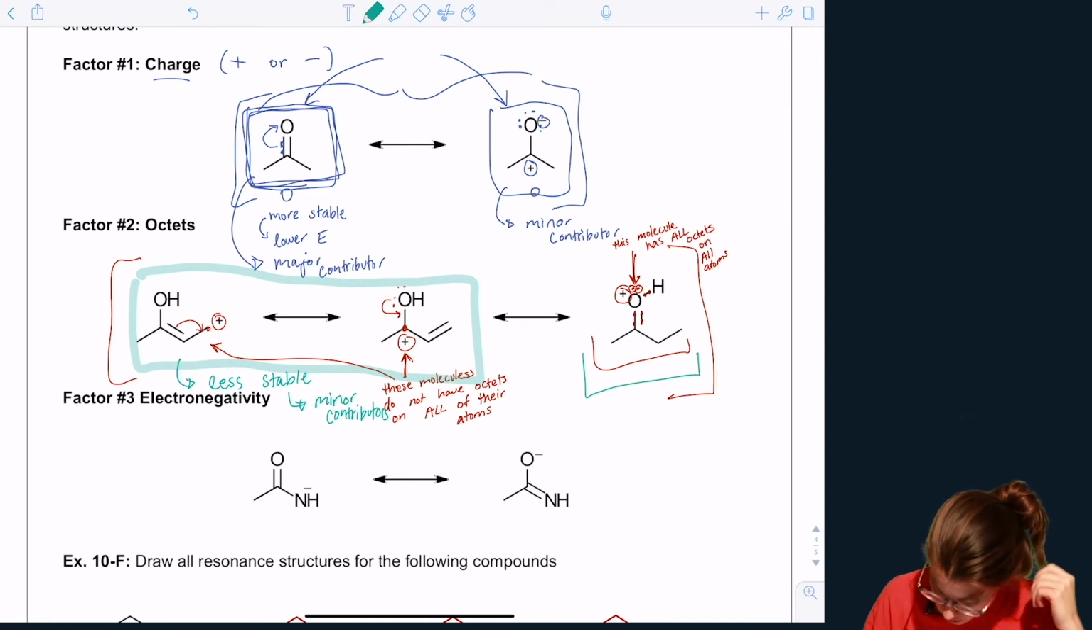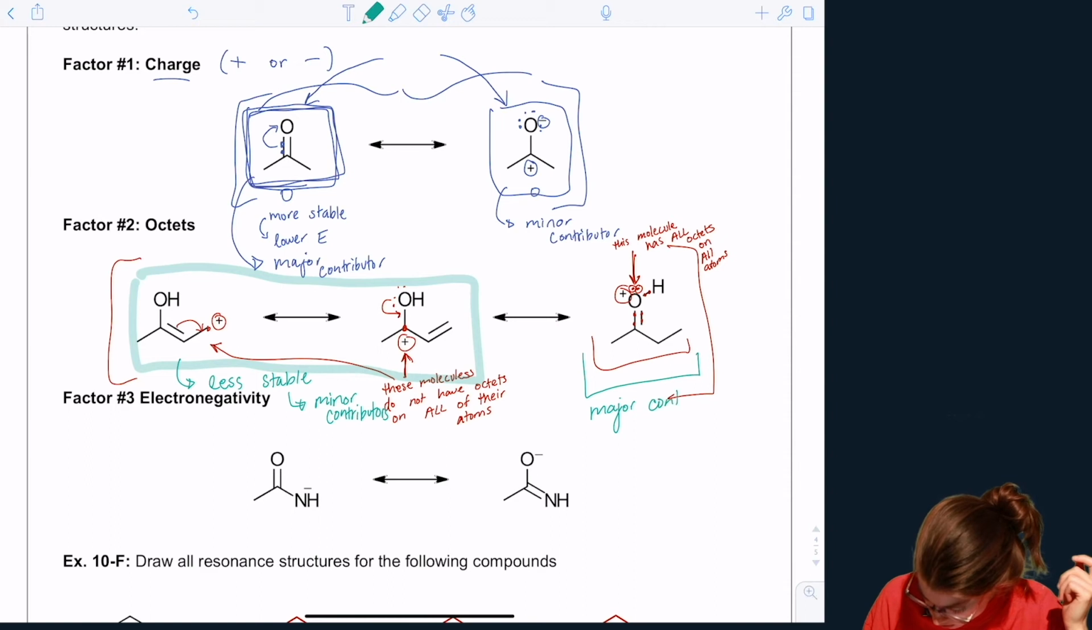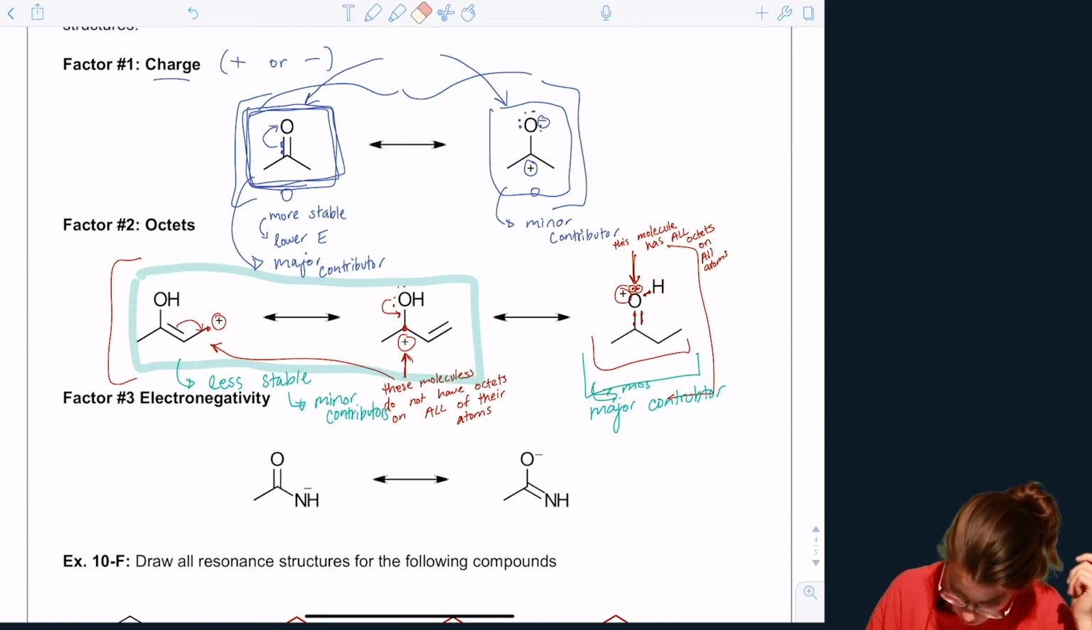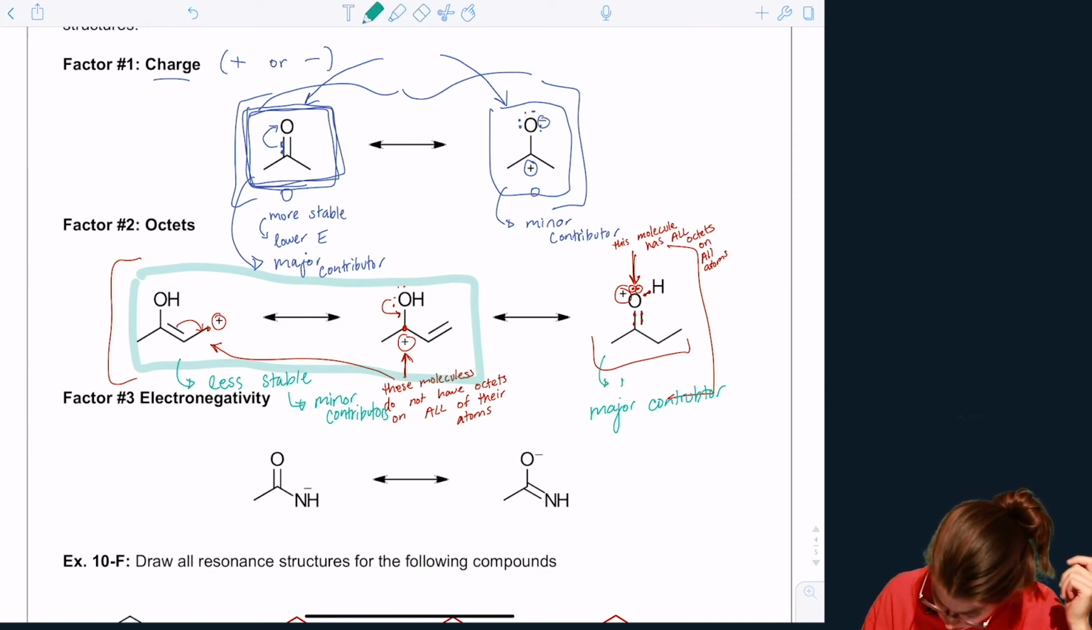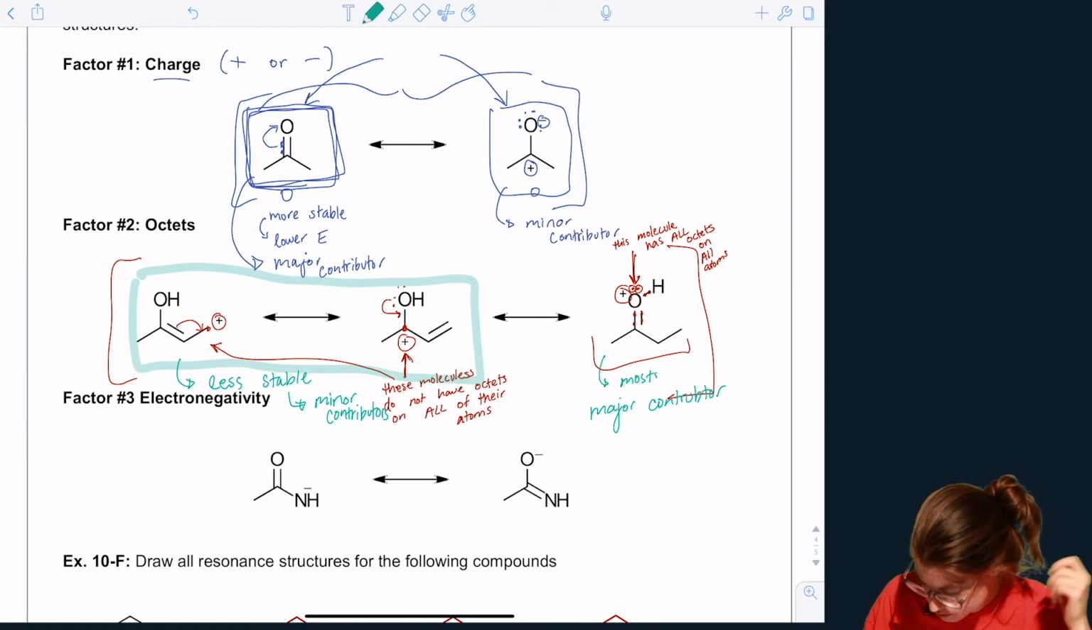And this molecule is the major contributor because it's the most stable. Wow, I am writing pretty bad. So it's the most stable, and therefore it's the major contributor.